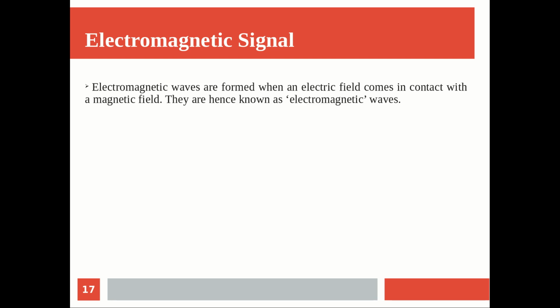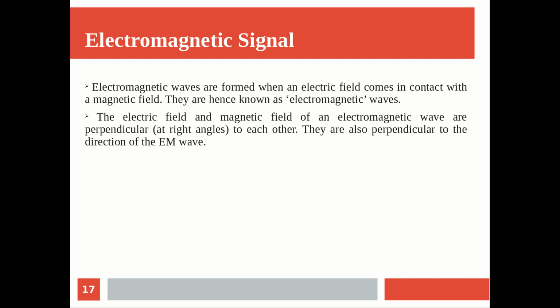So, what is an electromagnetic wave? Electromagnetic waves are formed when an electric field comes in contact with a magnetic field. So, this is more of an electronics part. I have just given a definition. No need to look into more details about how the signals are generated. Simply understand that whenever an electric field comes in contact with a magnetic field, the kind of waves which are generated are called electromagnetic waves, and they are hence known as electromagnetic waves.